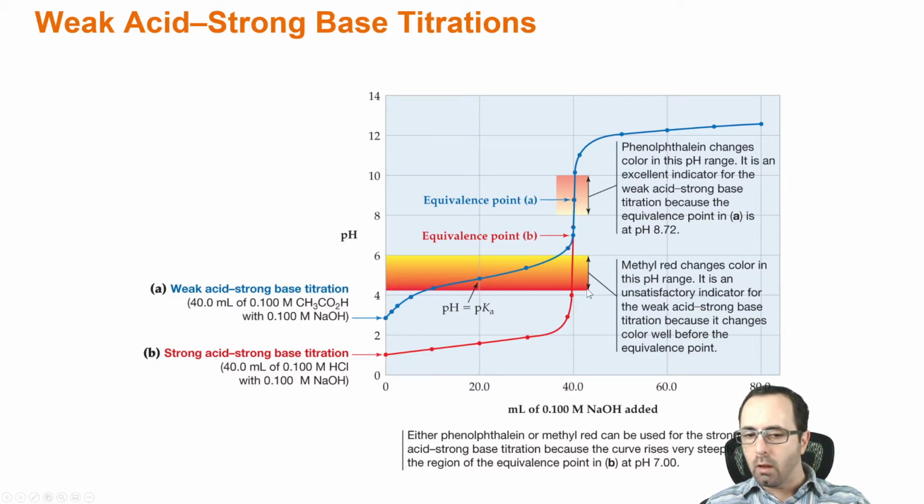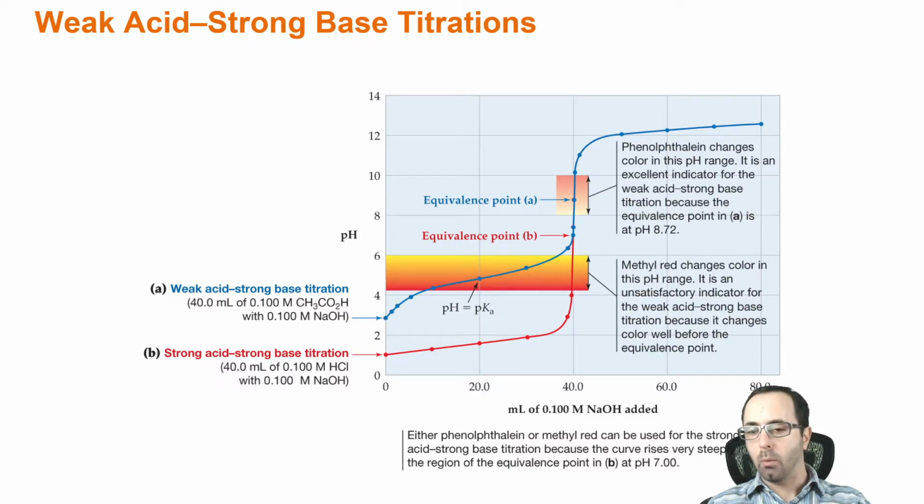Now notice methyl red here. This changes color in the region pH about 4 to 6. So this indicator would work okay for the strong acid, strong base titration, but it would not work at all for the weak acid, strong base titration. So note that when you choose the indicator, you choose an indicator that changes color during the region of the rapid pH rise. And that's going to be around where the equivalence point is.